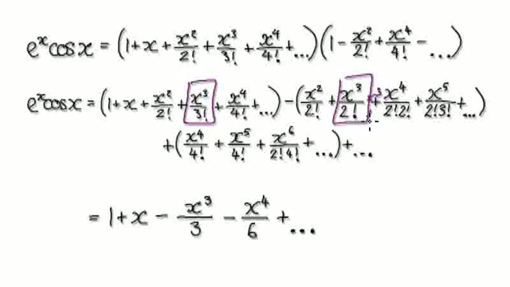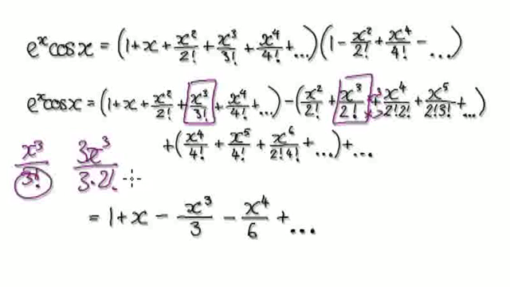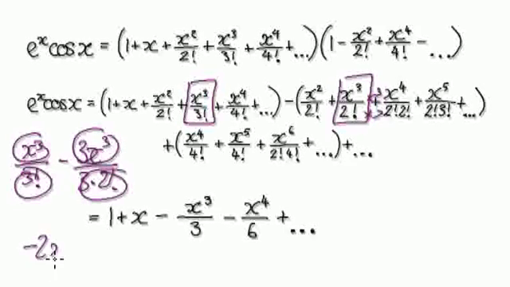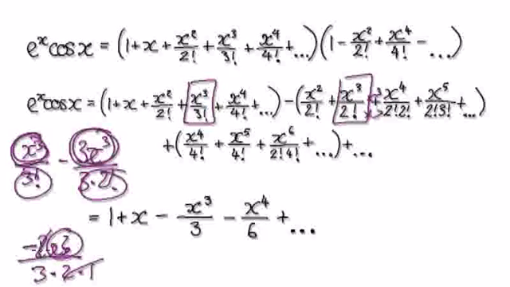So let's times top and bottom here by 3, just to get the two denominators to be the same. So this will be x to the power of 3 over 3 factorial, and for this one, times top and bottom by 3. That will then give you 3x to the power of 3 over 3 times 2 factorial. Same denominator, so we can now take away. So that will then give us negative 2x to the power of 3 over 3 times 2 times 1. So these two cancel out, giving you minus x to the power 3 over 3.